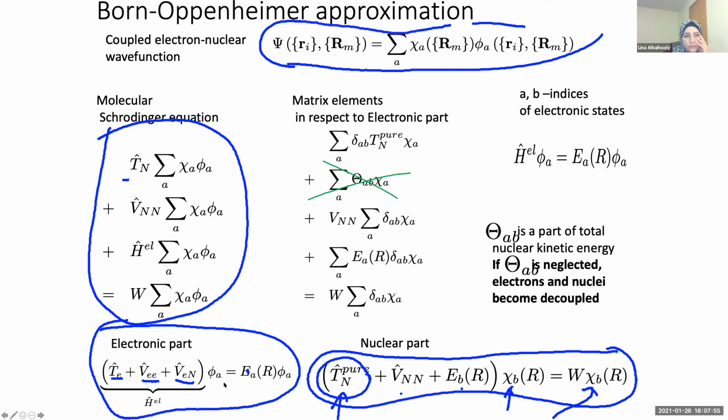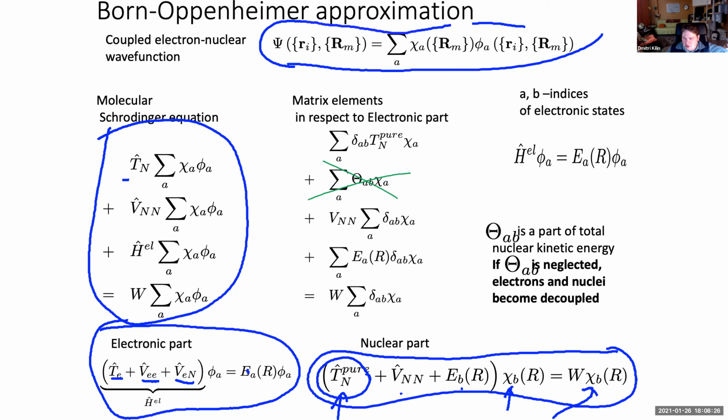If you carefully practice separation of variables, you will be able to justify that the equation for electronic degrees of freedom, which we already stated, and the equation for nuclear degrees of freedom, which relates to everything left from the molecular Schrodinger equation, can be solved independently.